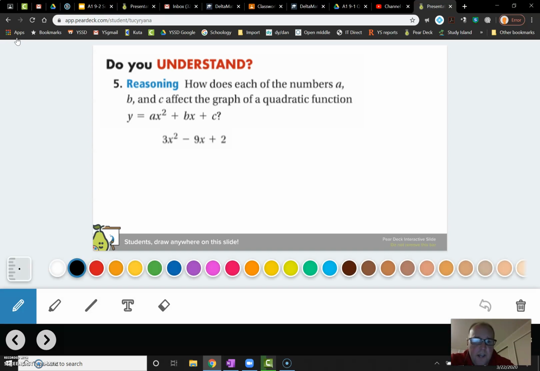Alright, so just trying to look at A, B, and C, how these numbers affect the graph. We know that A in particular is going to tell us whether it opens up or down. Okay, so that's going to be your smiley faces versus your frowny faces. C is going to tell us about an intercept. And B just lets us know we're going to start moving left and right.